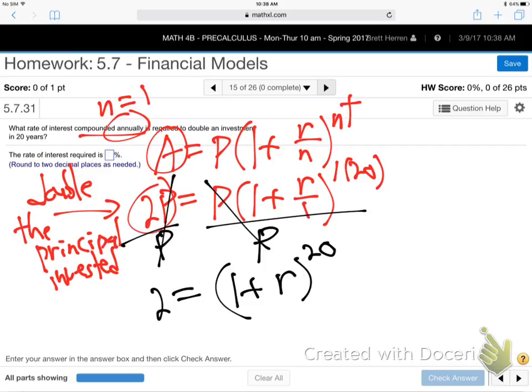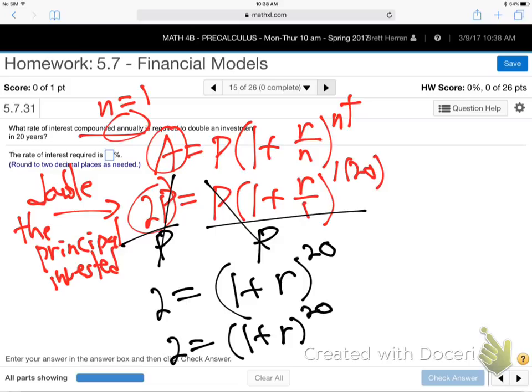See what happened? So I put in 2p for the amount. And r over 1, that's just r. 1 times 20 is just 20. Okay, now I'm supposed to solve for r, the interest rate. How do I solve that for the interest rate? What am I going to do to get r alone?